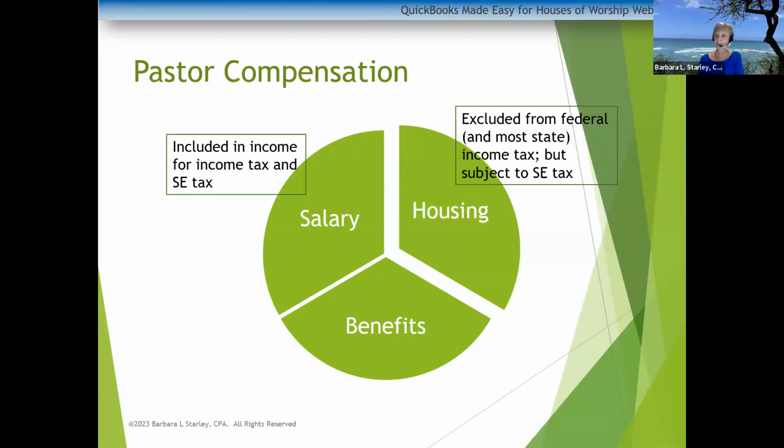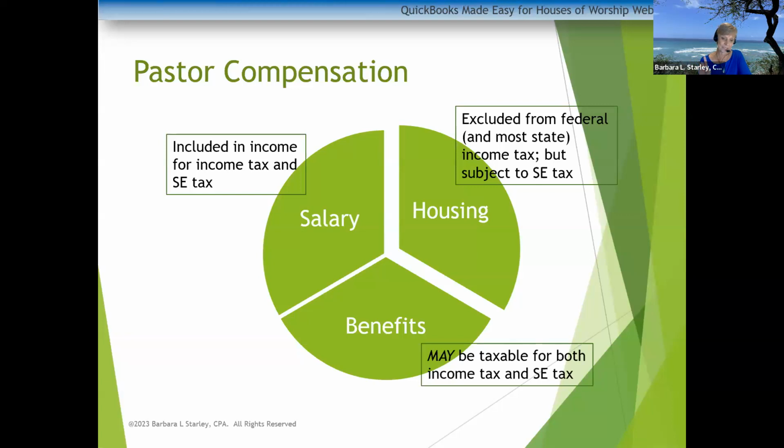Okay, so salary is included for income tax and SE tax, housing is excluded for income tax but is subject to SE tax, and benefits are an interesting theme because benefits may be taxable for both income tax and SE tax. So we're going to talk about what is really included in compensation.